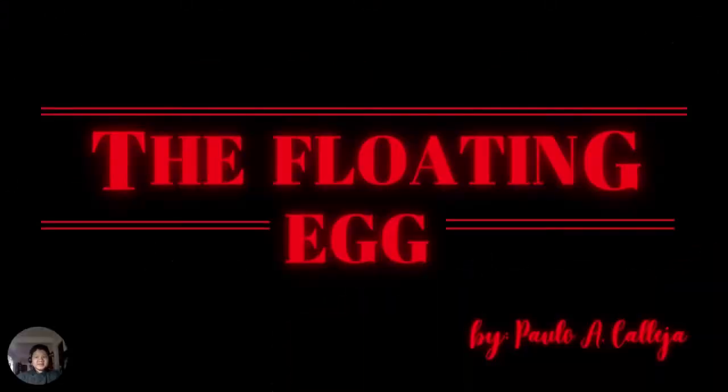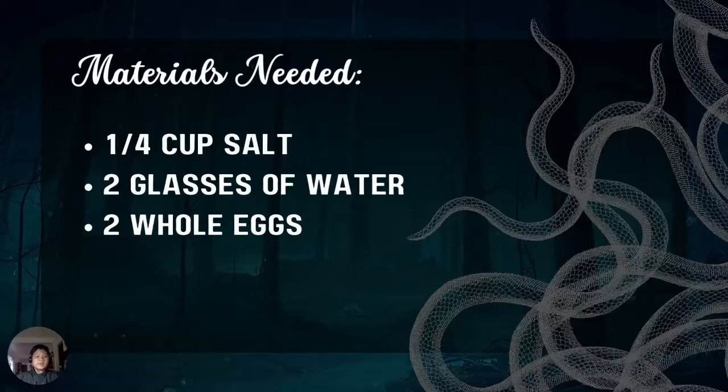Good day. This is my output from Science 7, Quarter 1. It is entitled The Floating Egg, made by Paulo A. Calleja, an SC2 student. The materials needed are 1/4 cup salt, 2 glasses of water, and 2 whole eggs.